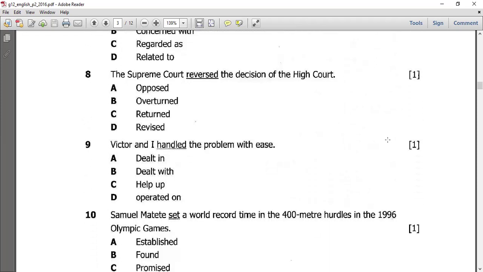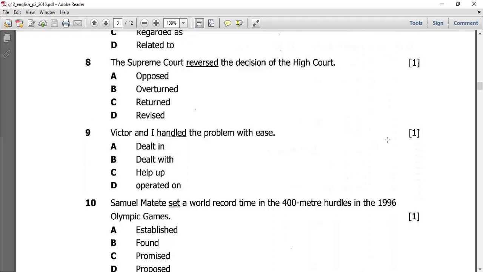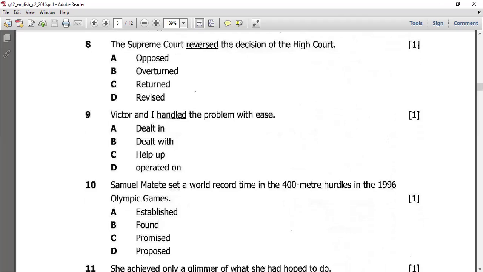Now, 8: the Supreme Court reversed the decision of the High Court. Is it opposed? No, when you have reversed, it doesn't mean you have opposed. To oppose is to go against. Overturned, that's the correct word. It means it reversed. Returned and revised are not correct. So we go for overturned.